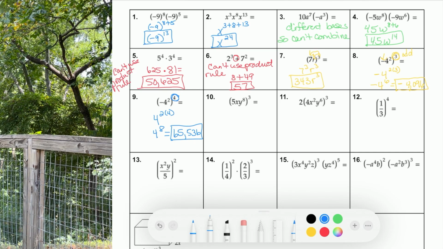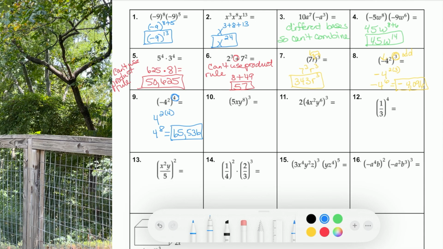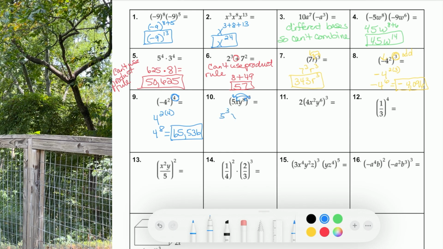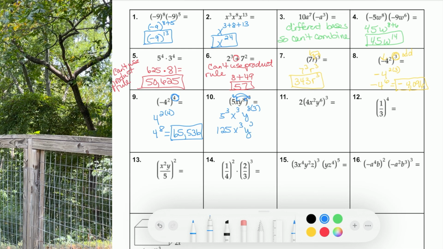Number 10, 5xy to the 8th. All of that's in that parentheses to the power of 3. So everything in there is considered the base of that to the power of 3. So I have to distribute it to everything in here. So I get 5 to the power of 3, x to the power of 3, because remember, they have an invisible 1 with them, and that 1 times that 3 gives us the 3. Y to the power of 8 times 3. Simplify that out. 5 to the power of 3 is 125. We keep that x to the power of 3, and y becomes to the power of 24.